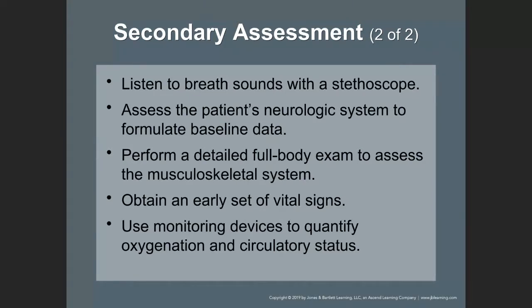Obtain an early set of vital signs. Use your monitoring devices to quantify oxygenation and circulatory status. So pulse oximetry, end-tidal CO2 preferably, waveform capnography, get your patient on a cardiac monitor, obtain a 12-lead ECG if you think it's necessary, establish IV access, give fluids based on the Parkland formula.